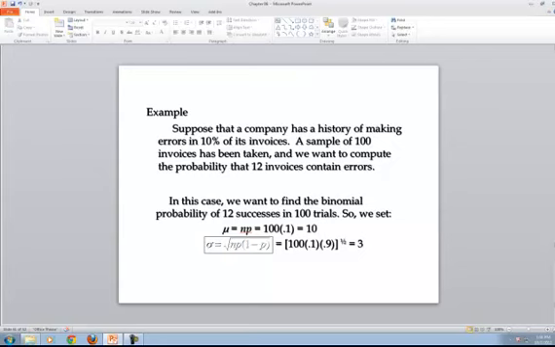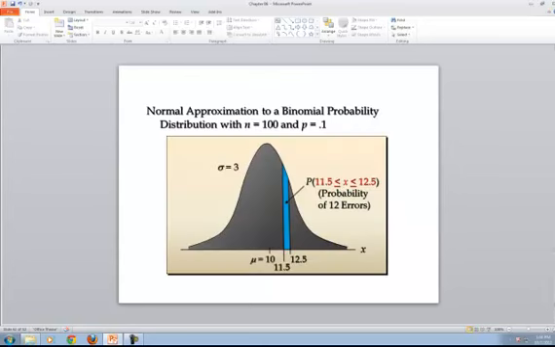Yes, the two criteria are fulfilled. So in that case, the next step is to calculate mu and the standard deviation. And they are just 10 and 3 respectively. And graphically, this is what we're trying to do. We're trying to calculate the area between 11.5 and 12.5.